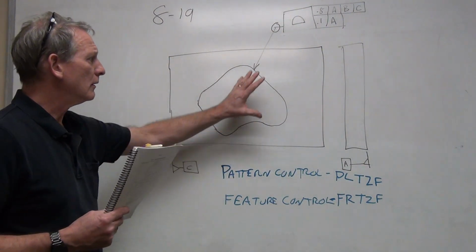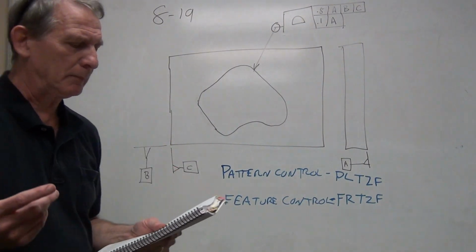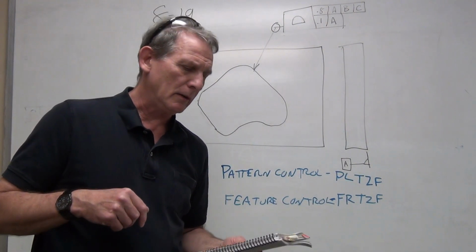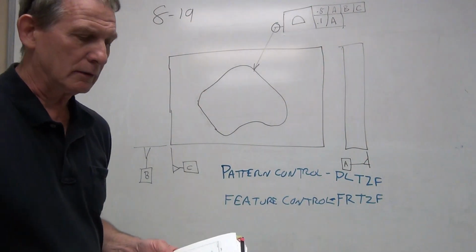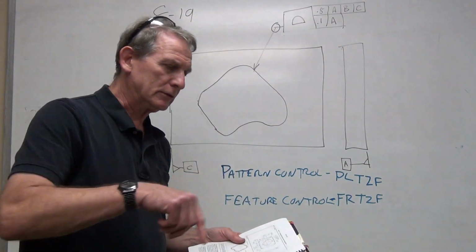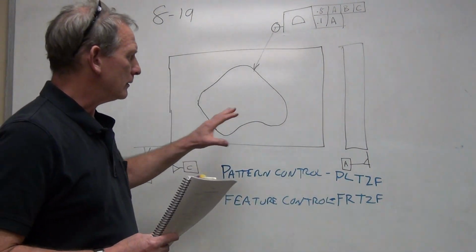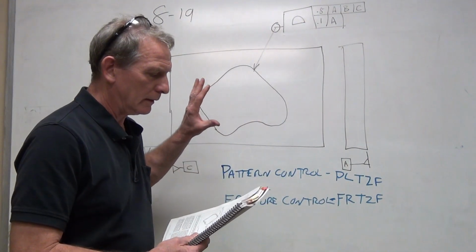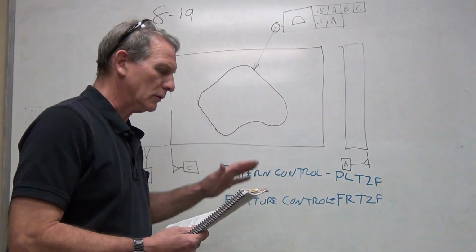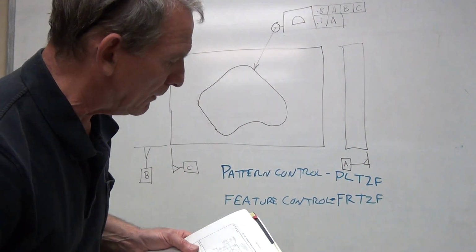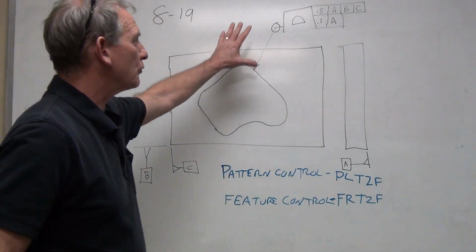Okay, so now we have this weird cutout shape. This might be something that was water jetted or EDM'd, or even just machined. So just a milling machine that comes in and cuts these profiles. And the definition of the part is all here. It's all defined in basic geometry. Now what we're going to try to do is make sense of this feature control frame.